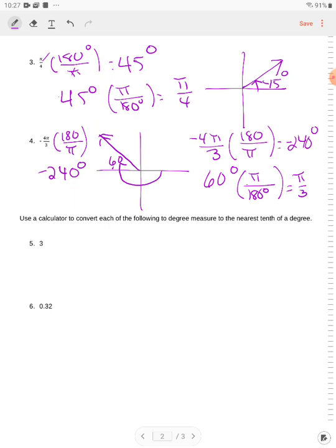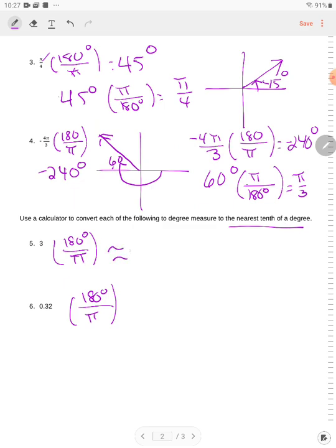Use a calculator to convert each of the following to degree measures. So that means these are in radians. So we're going to take 3 times 180 degrees over pi. I'm going to go ahead and set the ratios on both of these, because if you notice, whether you have a whole number or a decimal, to convert to degrees, it's 180 over pi. So 3 times 180, I'm going to use the pi button, divide by pi, is, let's see, we want to round to the nearest tenth of a degree.